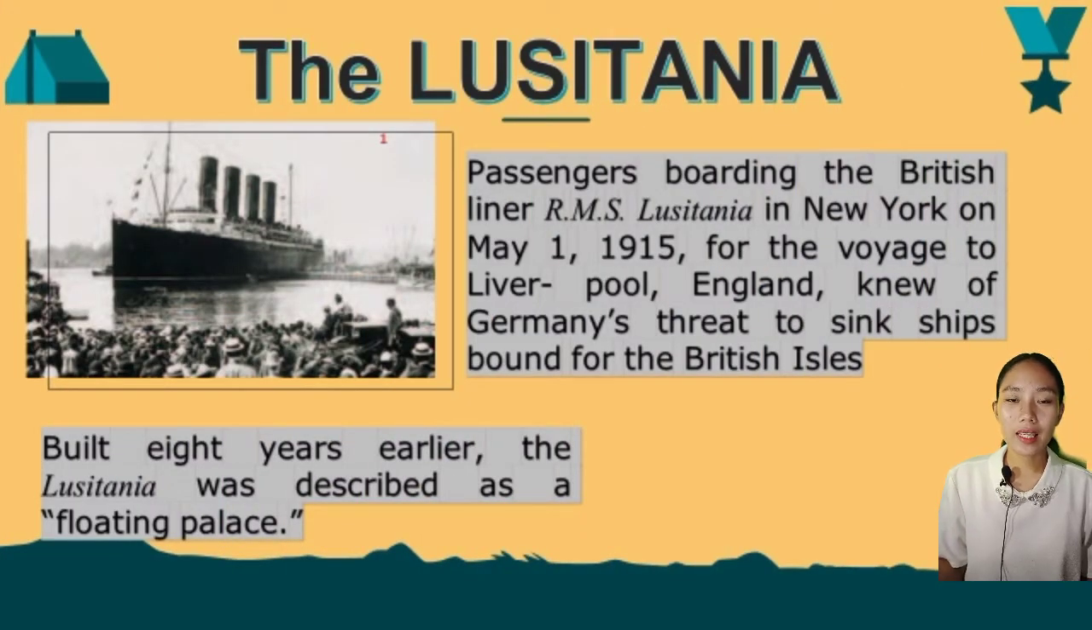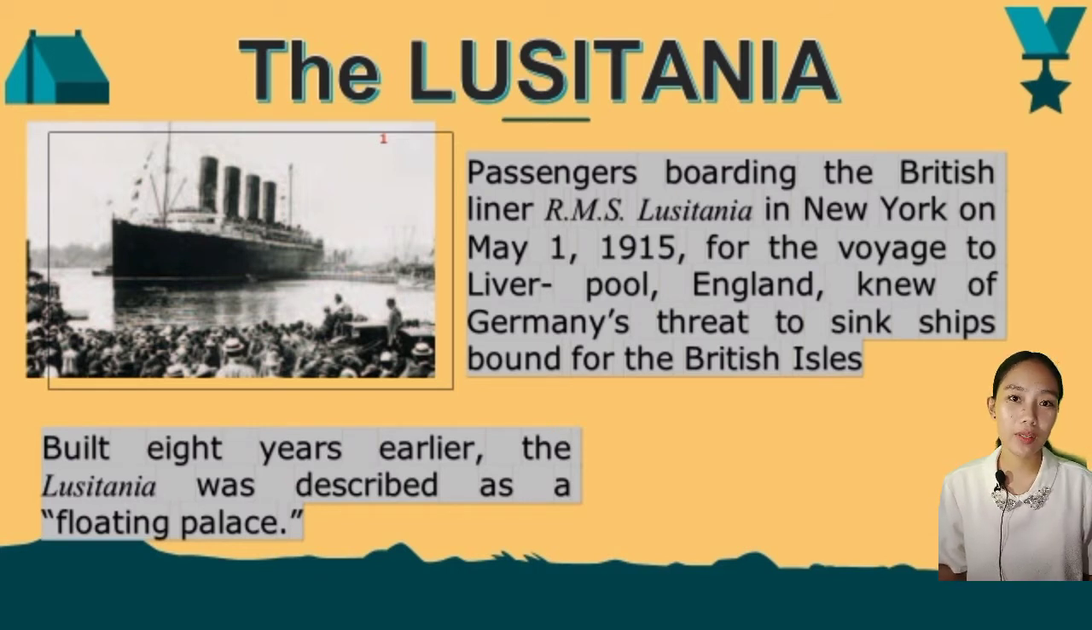So let us now tackle the Lusitania. Passengers boarding the British liner RMS Lusitania in New York on May 1, 1915 for the voyage to Liverpool, England, knew of Germany's threat to sink ships bound for the British Isles. Built 8 years earlier, the Lusitania was described as a floating palace.